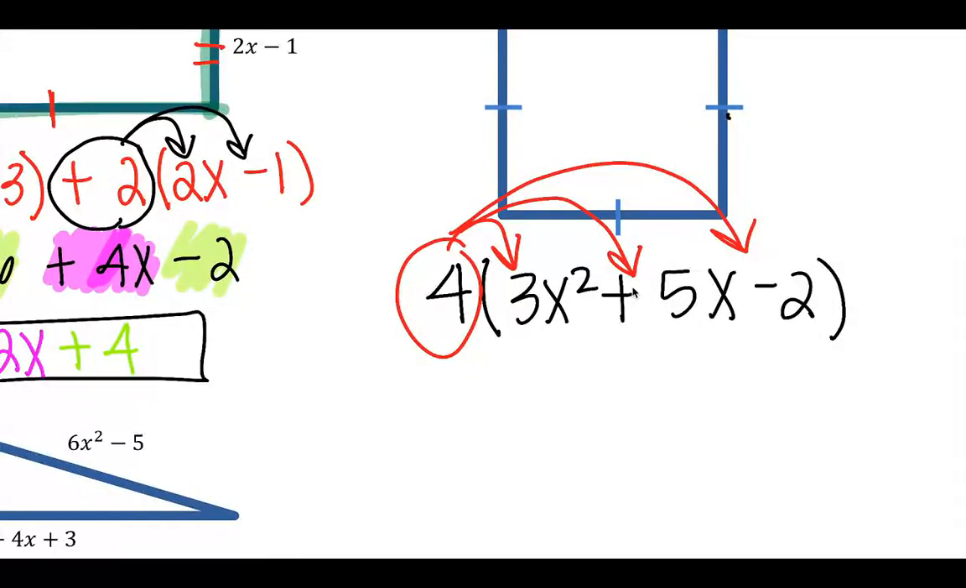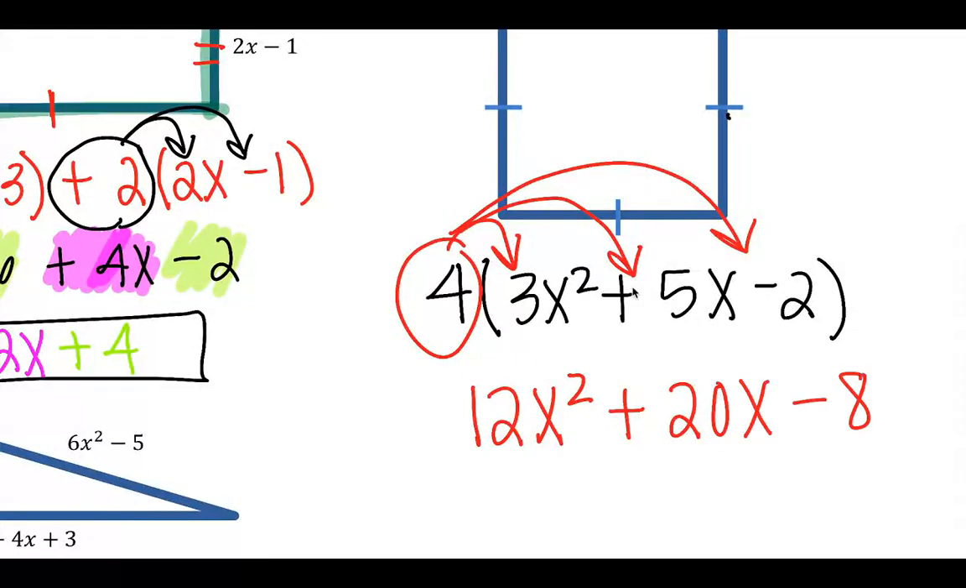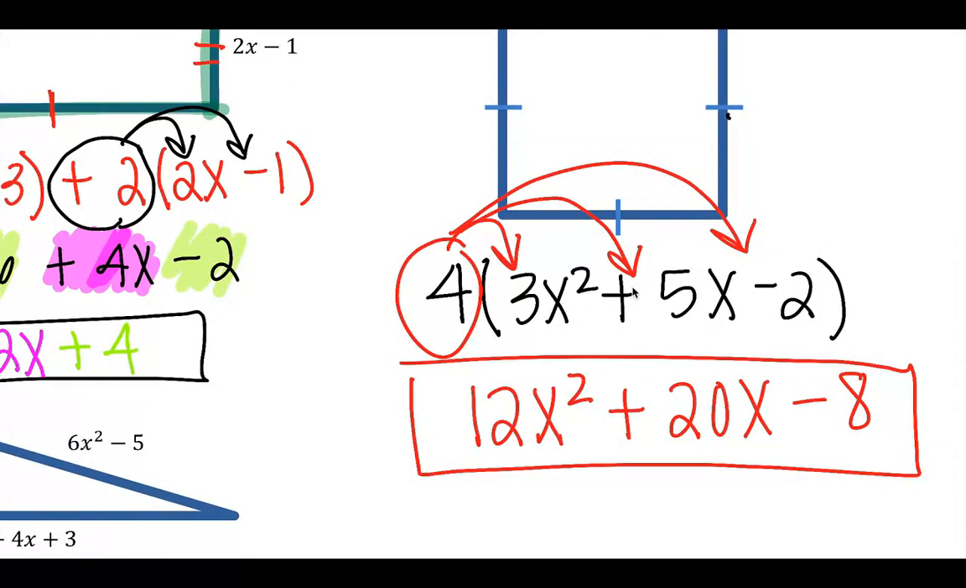So 4 times 3x squared is 12x squared. 4 times 5x is 20x. And 4 times negative 2 is negative 8. And again, that's as simplified as it gets. I can't combine any of those because they're not alike.